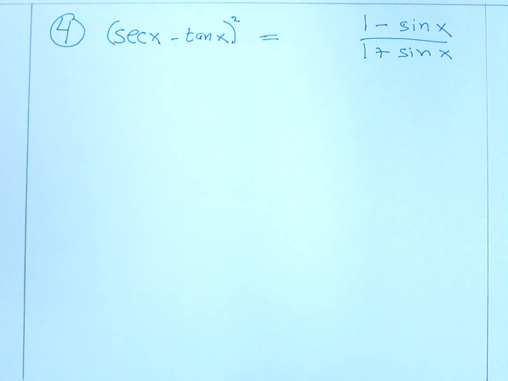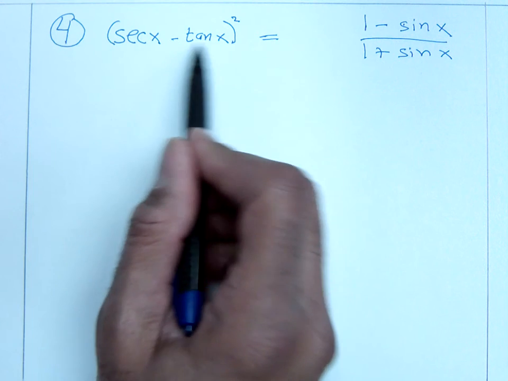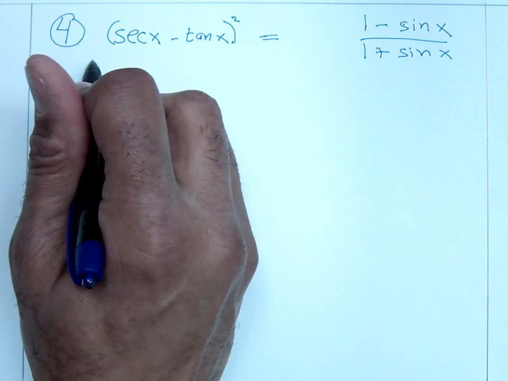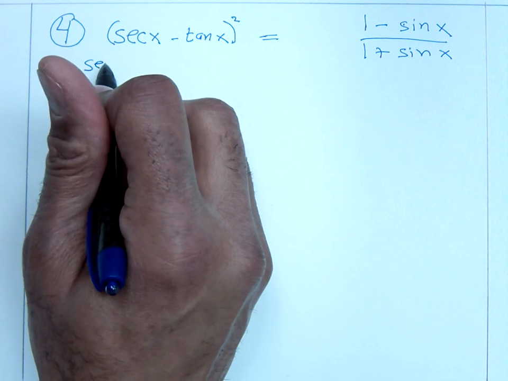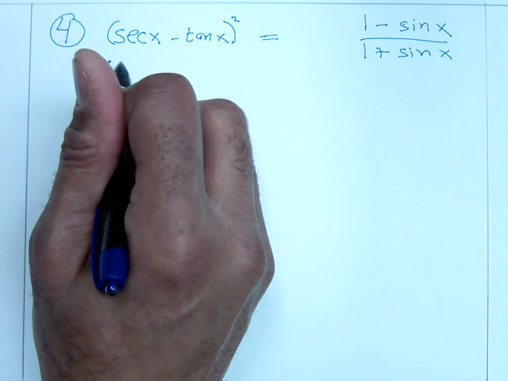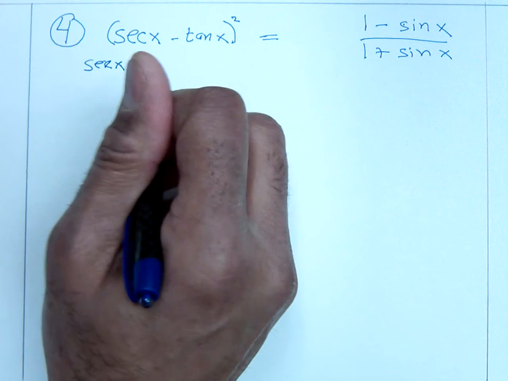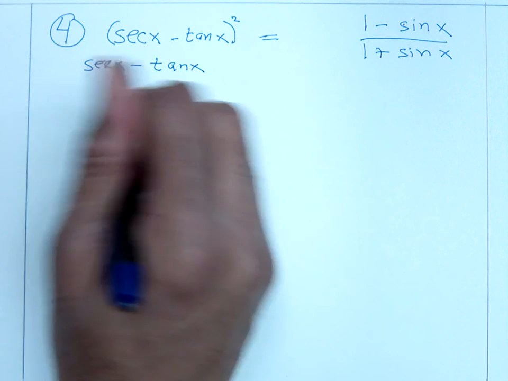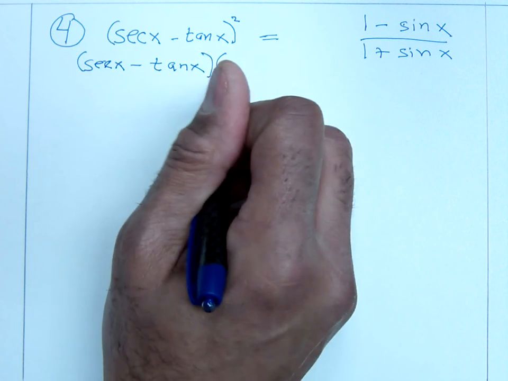First, again, we're going to use algebra here. And I said it a minute ago, but we're going to multiply this by itself. So we're going to multiply secant minus tangent times secant minus tangent. Can't write it that fast, but... Oh, no, I did that right.